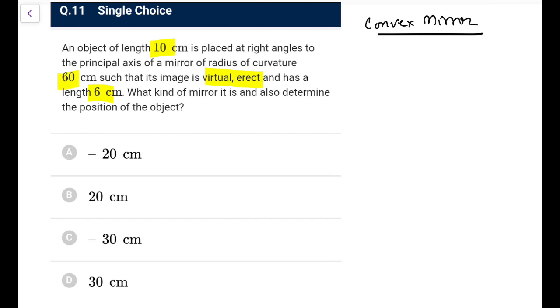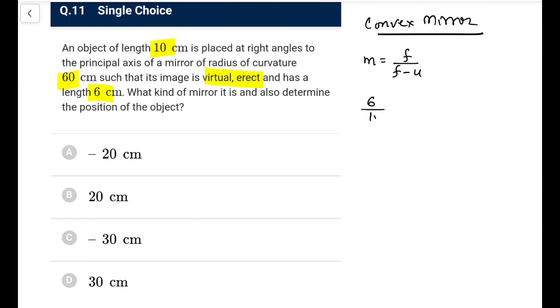Now what kind of mirror it is, and also determine the position of the object. I think the option doesn't talk about the type of the mirror, it would be a convex mirror. So let me try to find where the position of the object will be. Magnification, we just write it as f upon f minus u. You just remember we did it above.